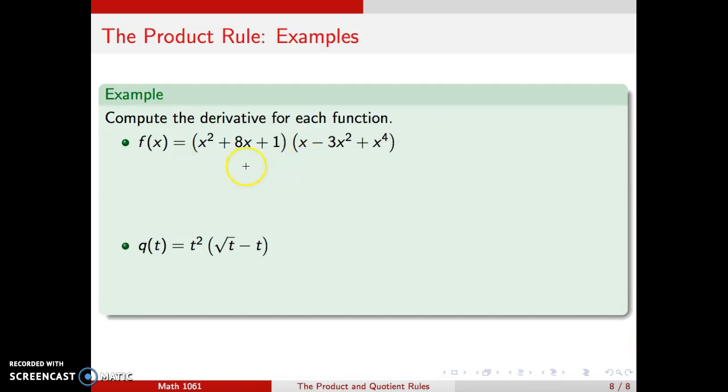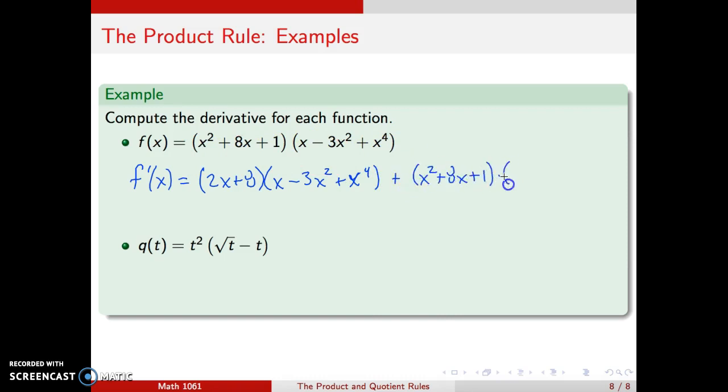We could do that same thing here. We could have just multiplied everything out. We've got 9 terms initially, maybe some things combined. It starts to get to be a little bit tedious. So I'm going to avoid doing that. But I will write this out. So if I want to do f prime, I'll take the derivative of this, which is 2x plus 8 times x minus 3x squared plus x to the 4th. That's just the second function. Now it's plus the first function times the derivative of the second function, which would be 1 minus 6x plus 4x cubed.